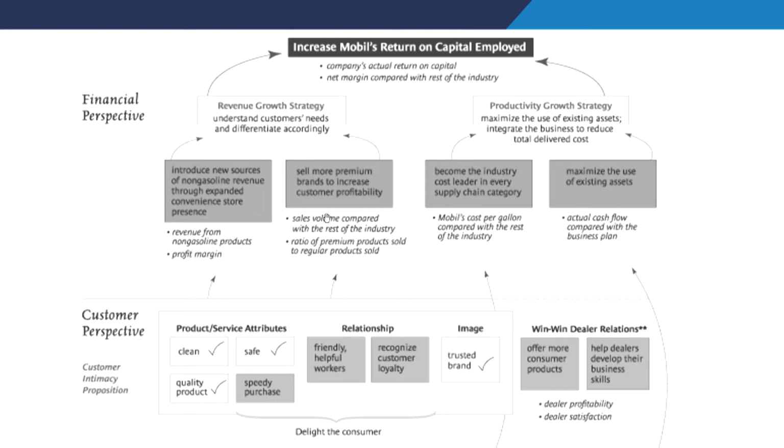Now coming to the productivity growth strategy, where they wanted to maximize the use of existing assets and integrate the business to reduce total delivered cost. What parameters did they think of? To become the industry cost leader in every supply chain category, this was one objective. The other objective was to maximize the use of existing assets. The company thought this was the best way to improve productivity. What is the metric to measure becoming the most effective cost leader? Mobil's cost per gallon compared with the rest of the industry was the metric they used.